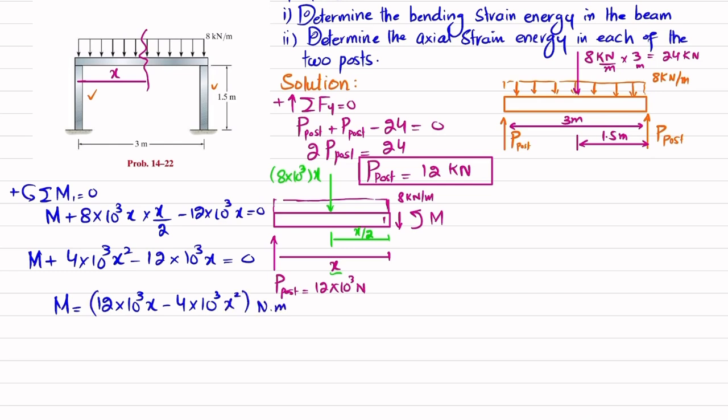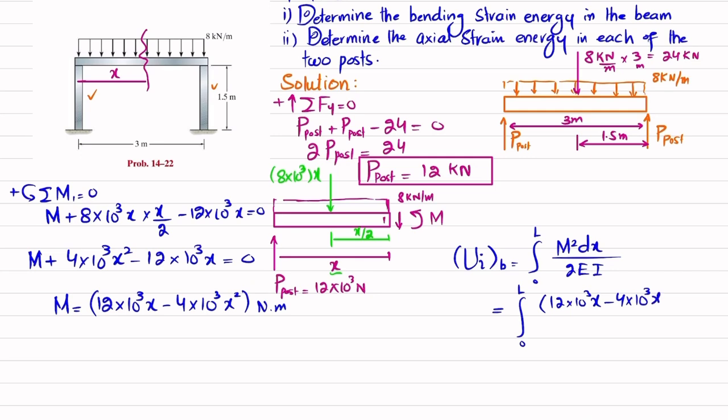Okay, now this is the equation of moment. So we will move toward finding the strain energy due to bending, and we know that this is equal to integral from 0 to L of M square dx divided by 2EI. Okay, so put the value: integral 0 to L, M square is 12 into 10 to the power 3x minus 4 into 10 to the power 3x square, whole square, into dx divided by 2EI. That is the strain energy due to bending.